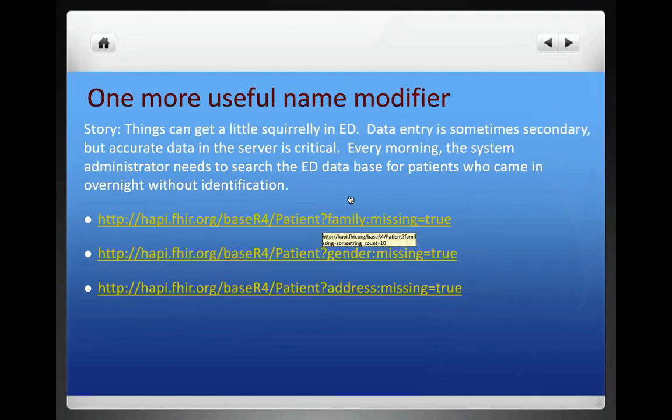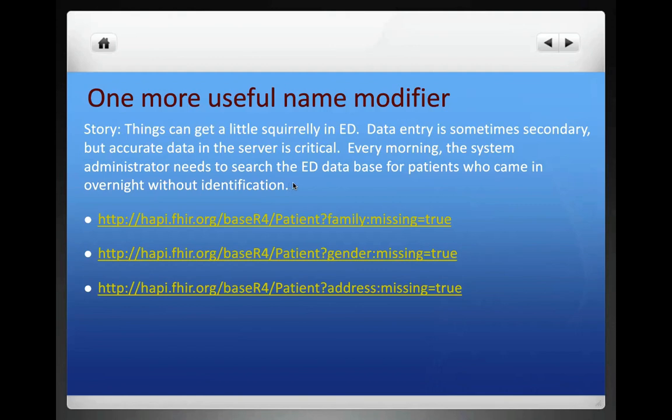Let's go through another story, one that's more useful for name modifiers. Things can get a little squirrely in the ED, that's an understatement. Data entry is sometimes secondary, but accurate data in the server, as we mentioned earlier, is critical. Every morning, the system administrator needs to search the ED database for patients who came in overnight without identification.